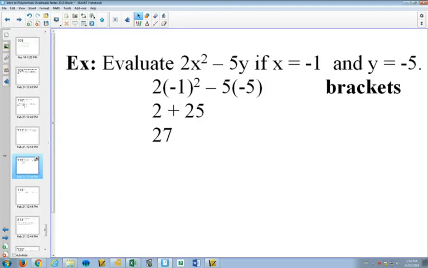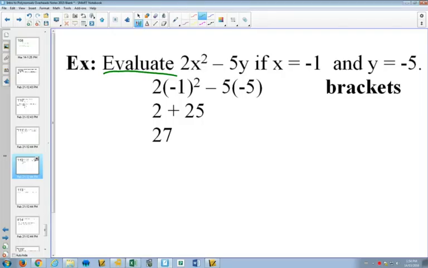In this next example, our expression has an x and a y. So we've got a formula with two variables, and it says evaluate, and here's an important key word. The word evaluate means get an answer that's a number. You want a single number as an answer. So that's what the word evaluate means.